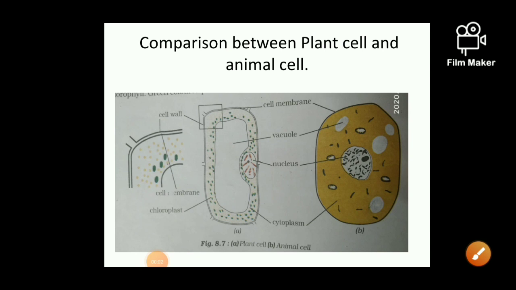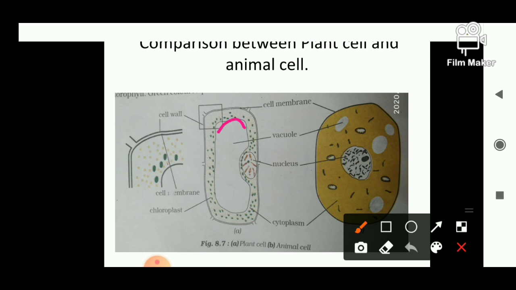Next is the comparison between the plant cell and animal cell. While observing the onion cell under the microscope, we notice a blank-looking structure in the cytoplasm, which takes up a very large area, and due to this the nucleus moves aside, or the nucleus is peripheral, which means toward the side.